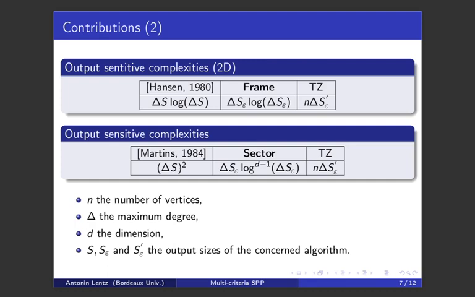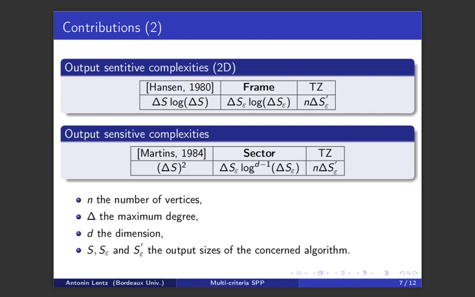For Tsagoris and Zorgis algorithm, the problem is that S epsilon prime is not comparable to S. And for any number of dimensions here, Martin's algorithm is the generalization of Hansen for D general. And as you can see, sector seems to be better in terms of complexity. However, sector is not Pareto compatible, so we cannot compare S epsilon to S.